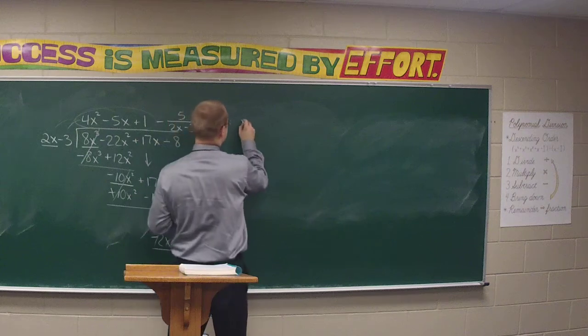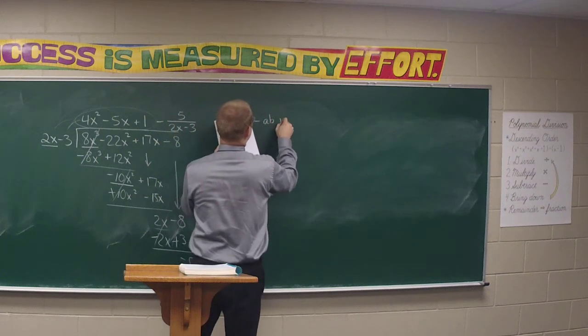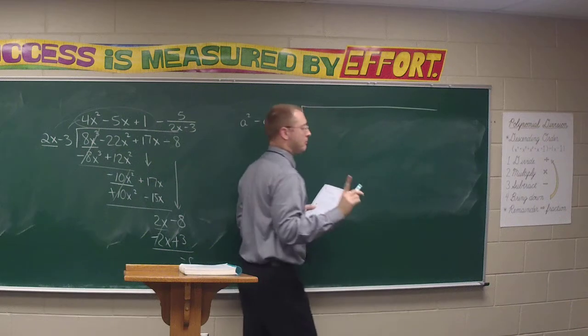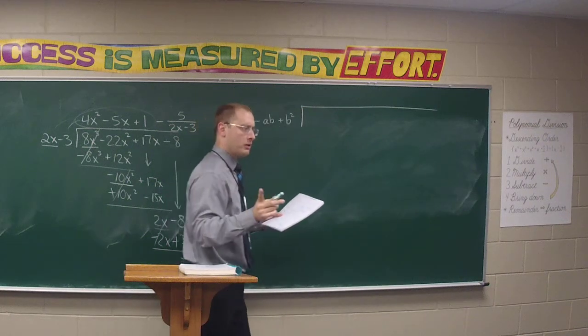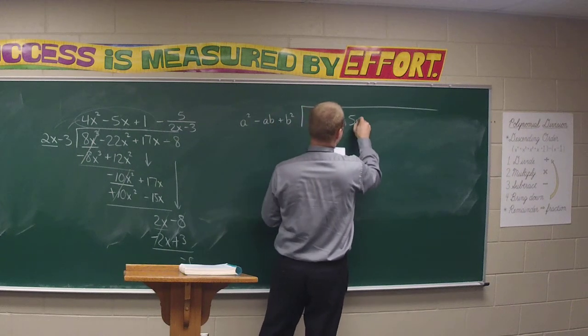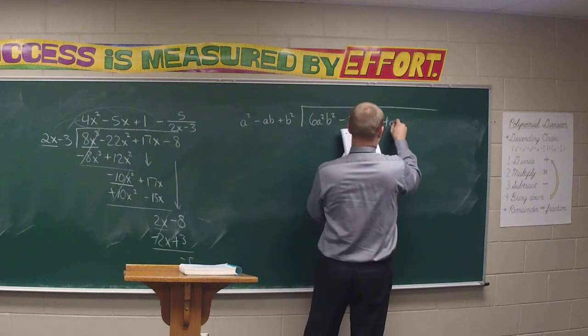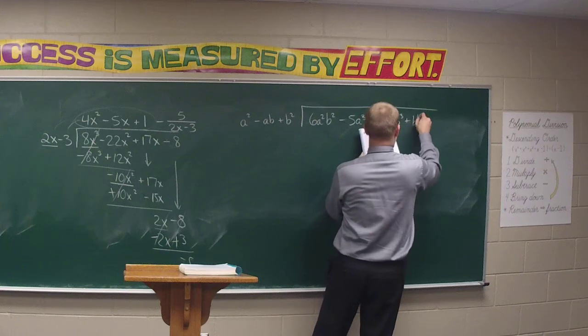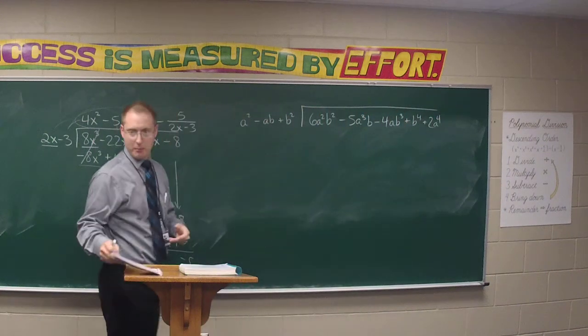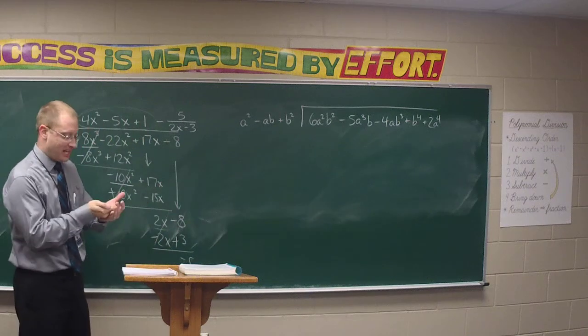Write this one down if you would. A squared minus AB plus B squared. And do not copy my dividend. You're going to rearrange it. I'm going to write down this: 6a squared b squared minus 5a cubed b minus 4ab cubed plus b to the fourth plus 2a to the fourth. That's all messed up. That's not in the proper descending order.